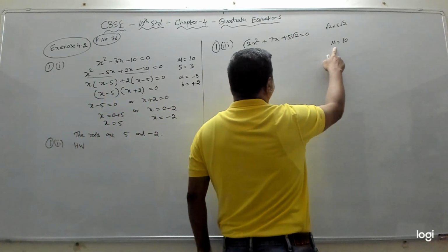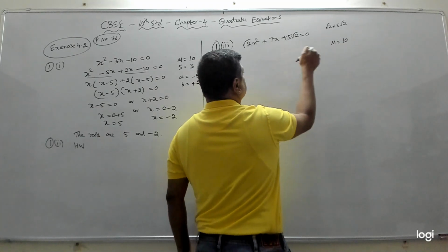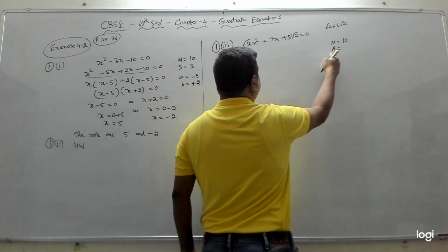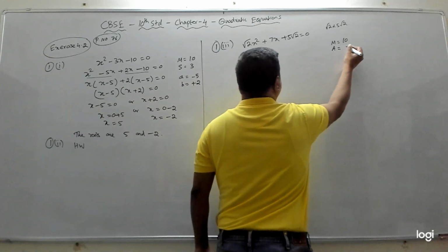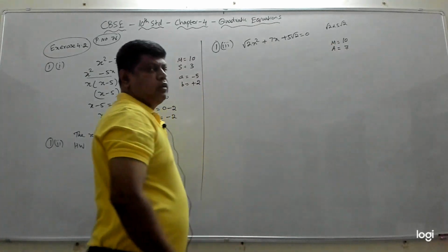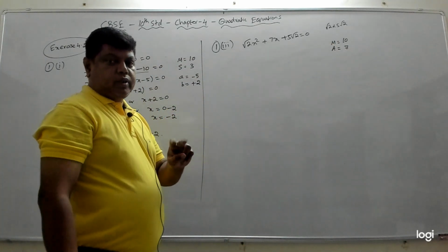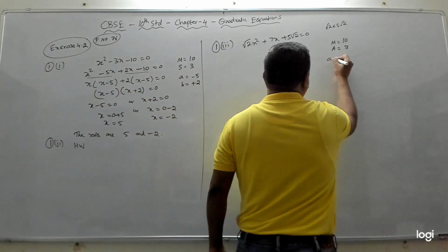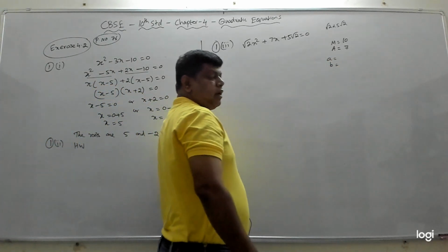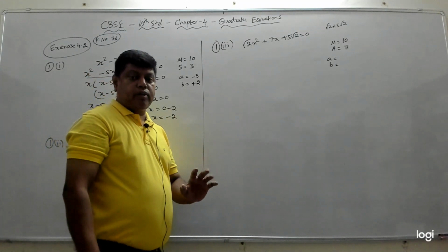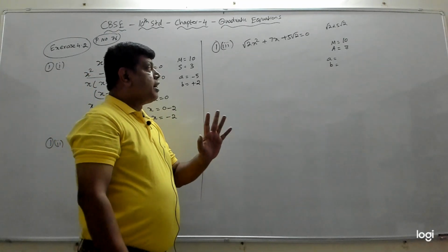Now with the same two numbers, this sign is what? Plus. Which means addition. If I add the same two numbers, I should get 7, this 7. So we should find two numbers, which I will call small a and small b, such that when I multiply the two numbers, I get 10, and the same two numbers, if I add, I get 7.